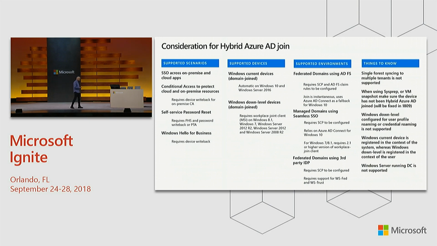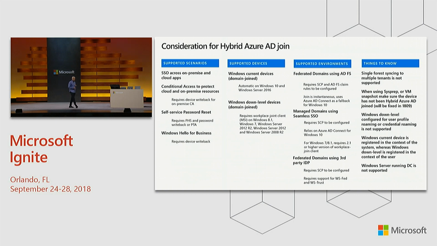A couple of things to know. Again, we don't see this as a typical configuration, but if for some reason you have a single forest that's syncing to multiple tenants in Azure AD, right now we don't have an official way to support configuring SCP for each of those domains, because right now the configuration is one SCP for one forest. So if you have a forest syncing to multiple tenants, please talk to me later, and let's see what we can do about it.